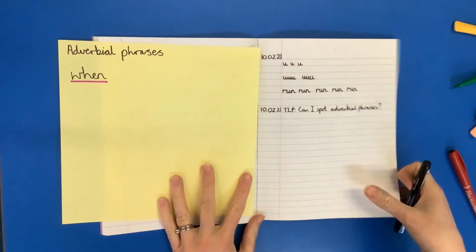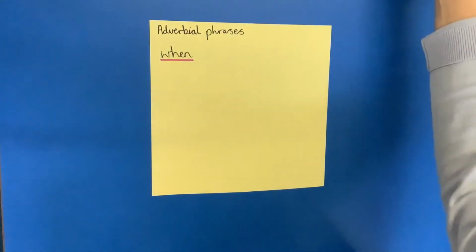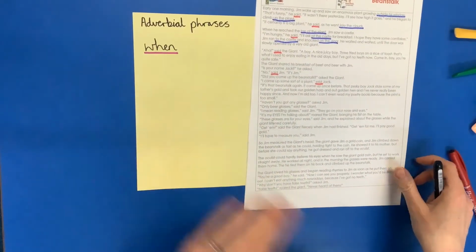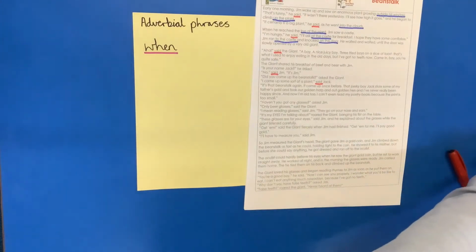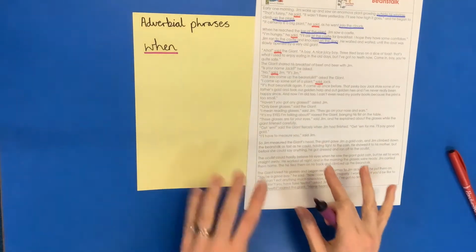So get rid of my English book for the moment. Don't need it for the second. And we're going to create another list of adverbial phrases, just like we did yesterday. But this time, we are thinking about when things happen. That's the extra detail that we'd like to learn about.